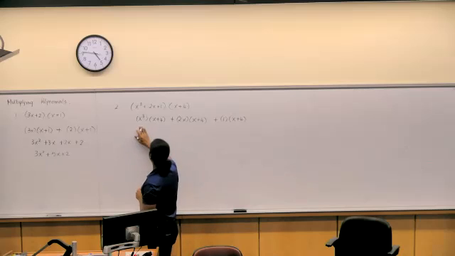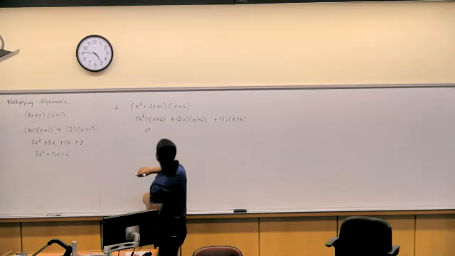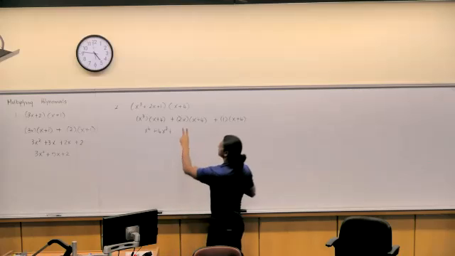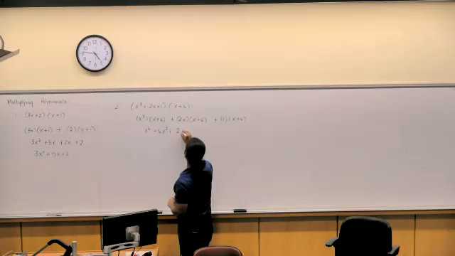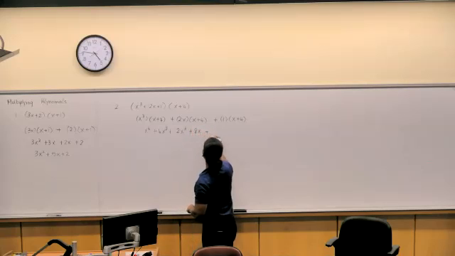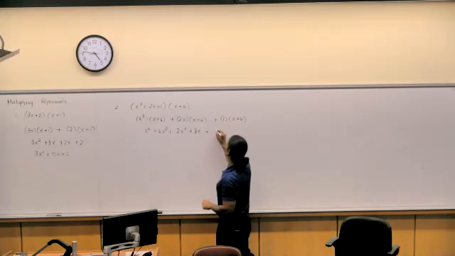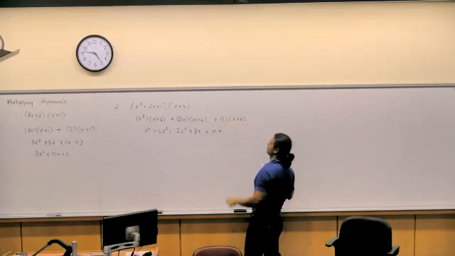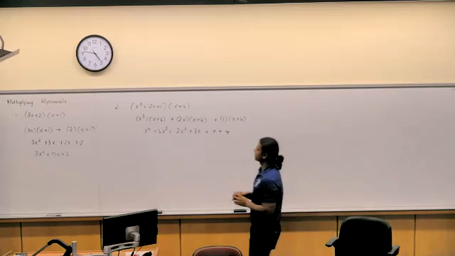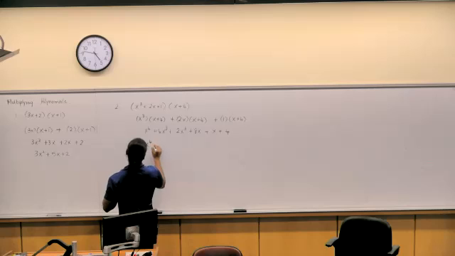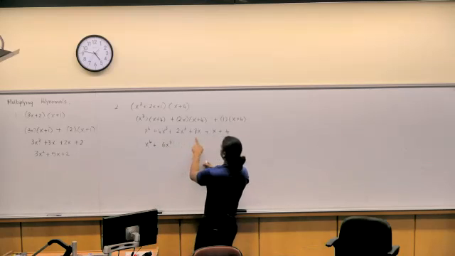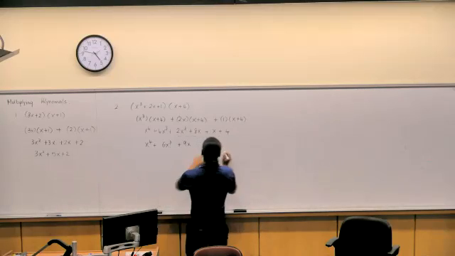So x cubed times x is x to the 4, x cubed times 4, 4x cubed, 2x times x, 2x squared, 2x times 4, 8x, 1 times x, x, 1 times 4, 4. What is the next step? Combine like terms. So we have x to the 4 plus 4x cubed plus 2x squared, 8x plus x, 9x, and lastly, plus 4.